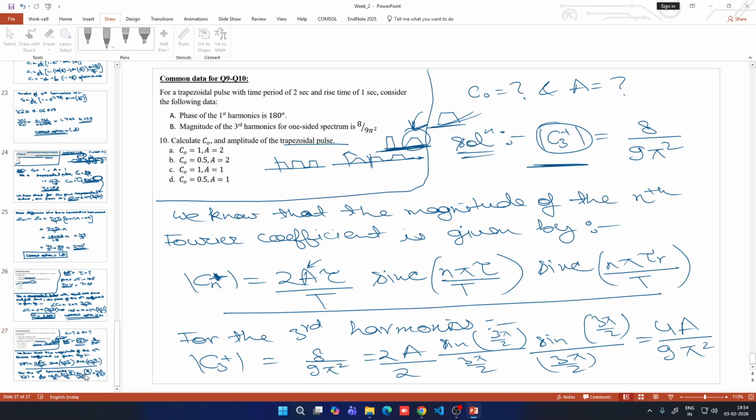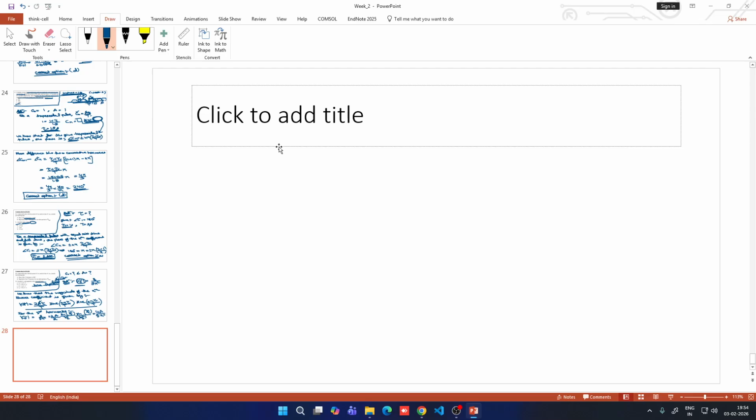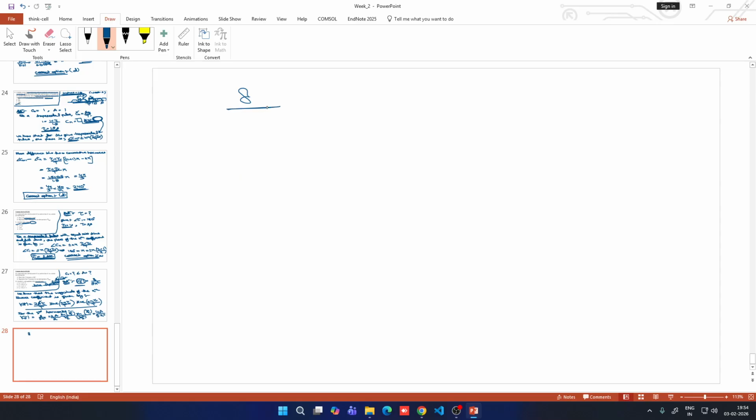Now we just have to equate these two and then calculate A. So what we have to equate is 8 by 9 pi square, which is the value of the amplitude of C3 plus, and it should be equal to 4A by 9 pi square. So now when we compute it, we get A as 2.